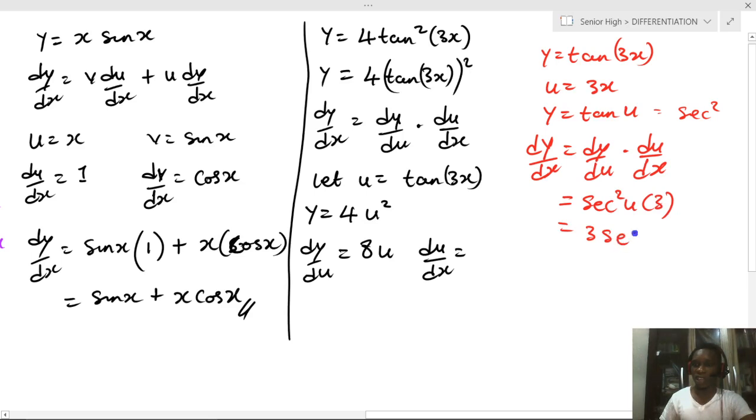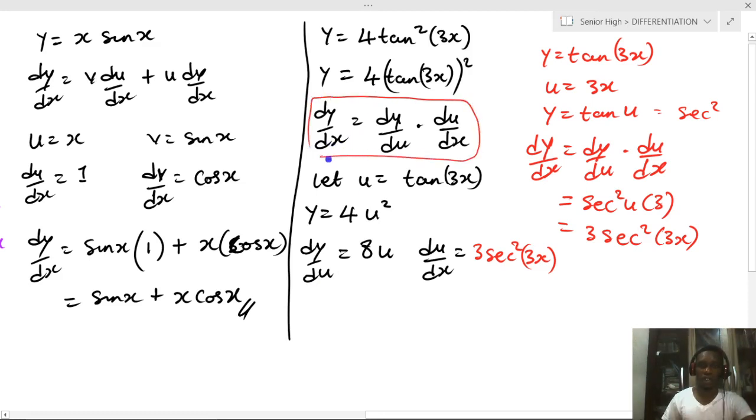So we're actually having 3 sec squared. But what's our u? Our u is 3x. So 3 sec squared 3x. Therefore, that's what we have as the value for dy/du. So let's repeat it again: 3 sec squared 3x.